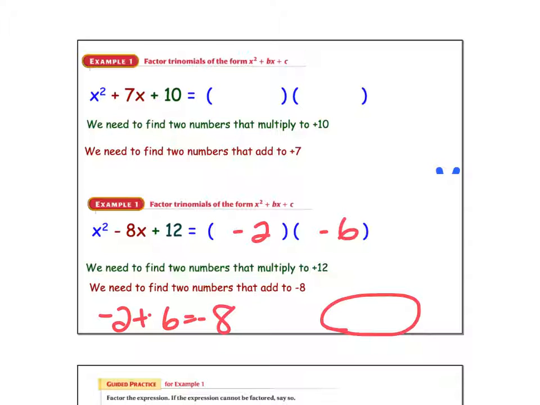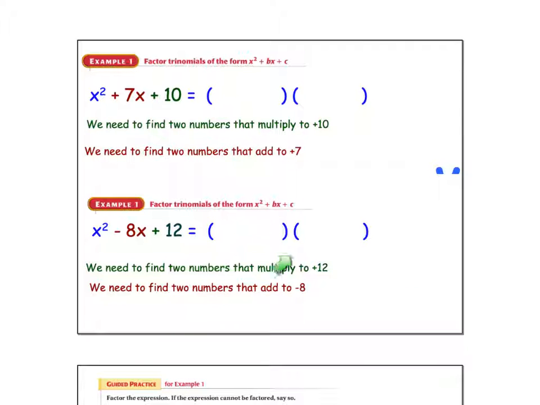And again, I would check it, of course, and I always do a little quick mental check in my head. You don't have to be elaborate about it. Usually if you're going to get it wrong, it's your inner and outer terms that wouldn't work. But let's try it. We have x times x, that gives you x squared, -2x plus a -6x gives you your -8x, and -2 times a -6 gives you a positive 12. So my signs all work out, and therefore I must have the correct factors.